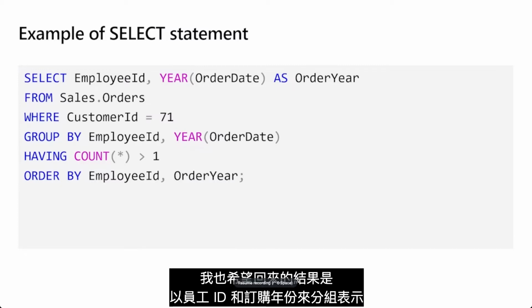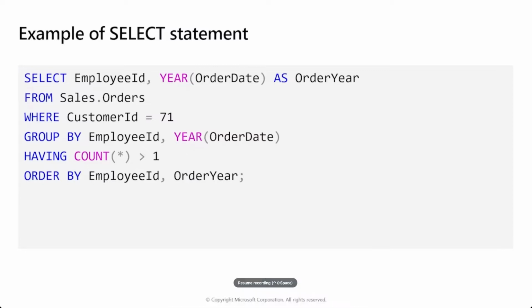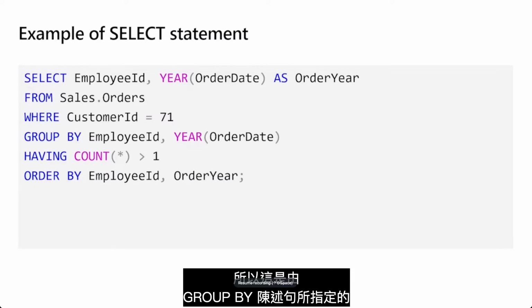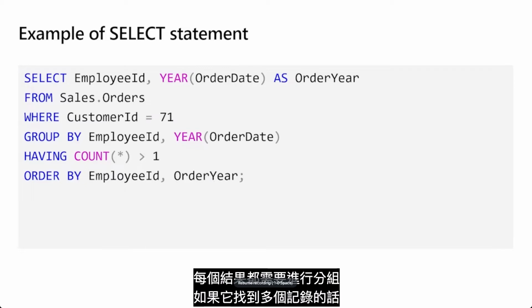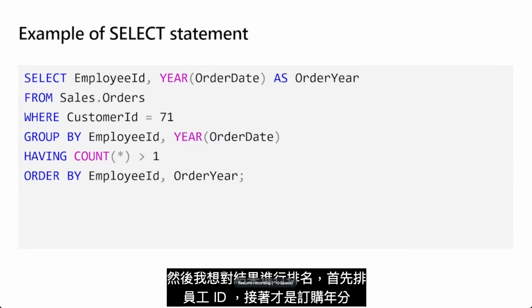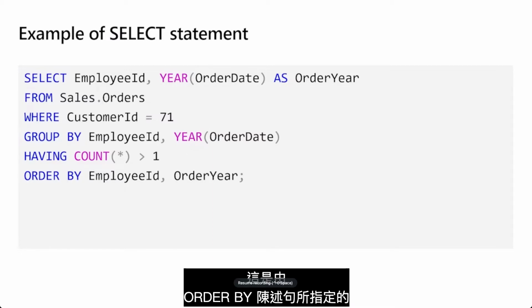I also want the results returned to be in groups of employee ID and order year. And so this is specified in the group by statement. And I only want results where there is a record returned, and each of the results needs to be grouped if there are multiple records found. And so this is specified in the having statement. And then I want to rank the results first by employee ID and then by order year, which is specified after the order by statement.